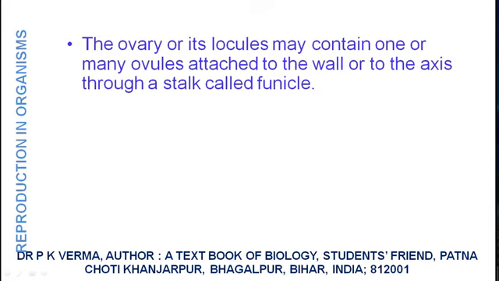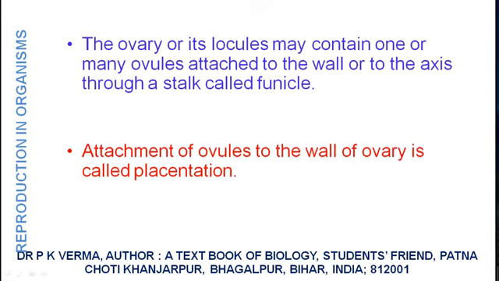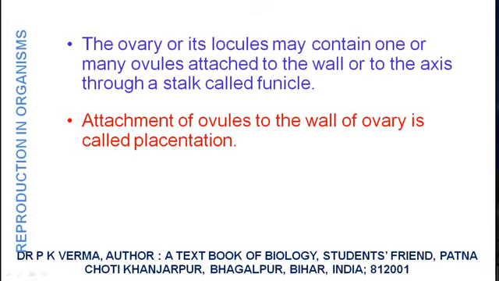Ovary has one or more locules, and in each locule one or more ovules develop. These ovules are attached to the wall of ovary through a small stalk called funicle. The point of attachment of funicle to the wall is called placenta, and the arrangement of ovules in the ovary is called placentation.